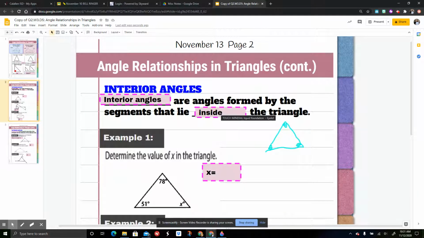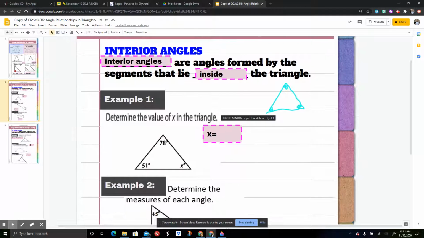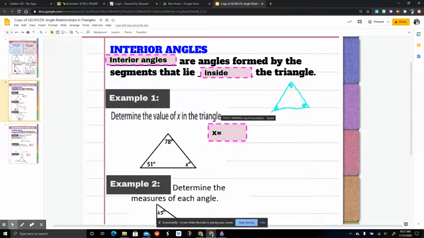So if we come here, it says determine the value of x in the triangle. What you're going to do is it's giving you 2 and you have to find the third angle. You know they add up to 180, so you would say 51 plus 78. When you add that up, you're going to subtract it from 180, and the answer will give you the missing part, so your x.